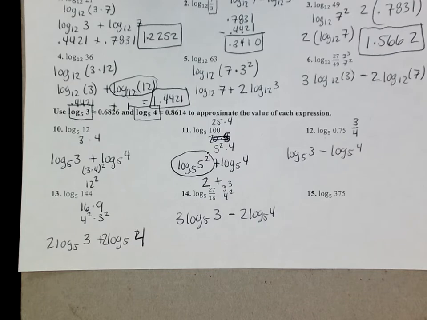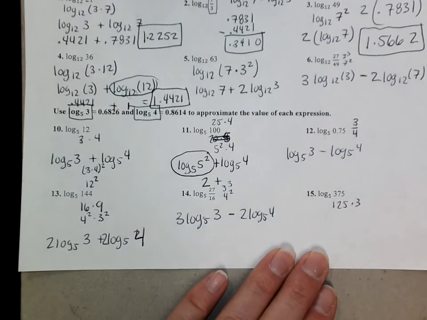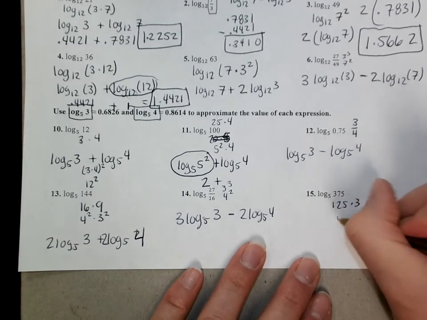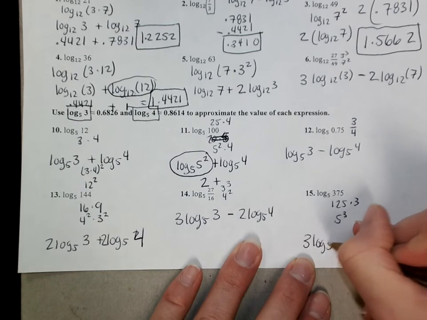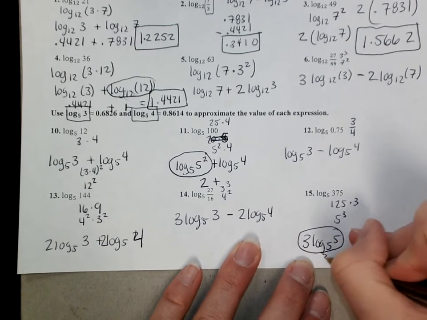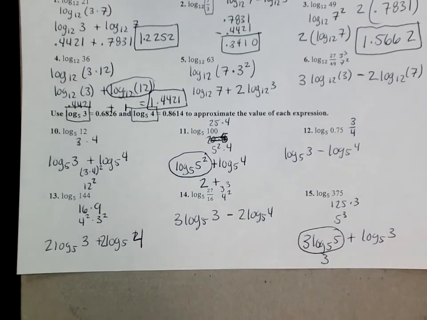375, gross. 375 is actually 125 times 3. Yeah, I cheated a little and used my calculator. Again, don't judge me. 125 is 5 cubed. So that's going to be 3 times the log 5 of 5, which is just 3, plus the log 5 of 3. So that's how we use these properties of logs with simplifying numbers.